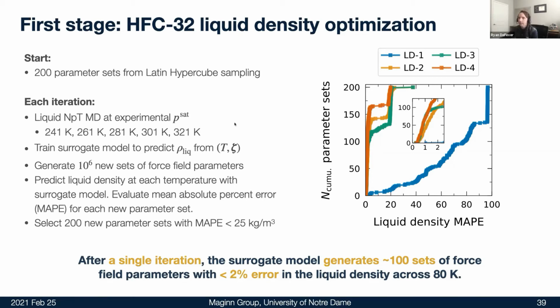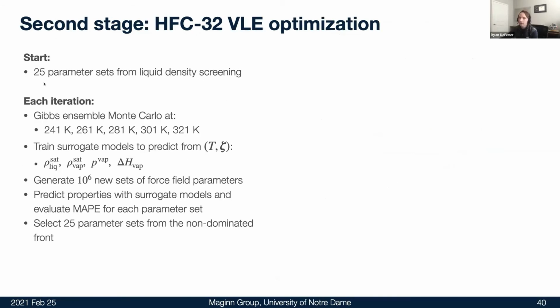So now for the second stage, we're going to start out with 25 parameter sets that we got from our liquid density screening, and we're going to use Gibbs ensemble Monte Carlo at these temperatures. And then instead of having one surrogate model, we now have 4 different surrogate models, one for each of these properties that we're interested in.